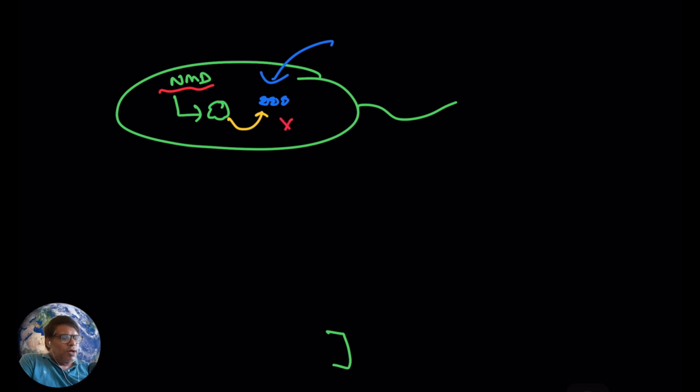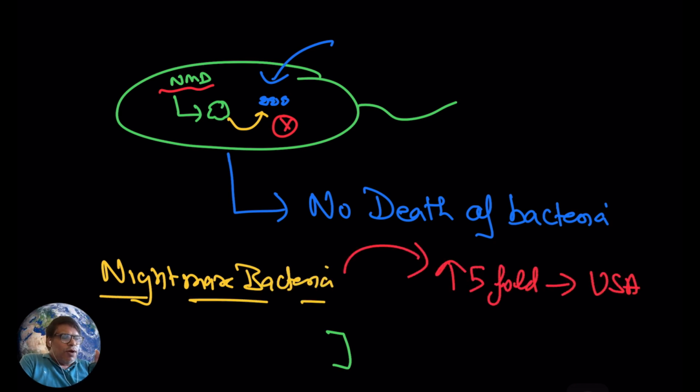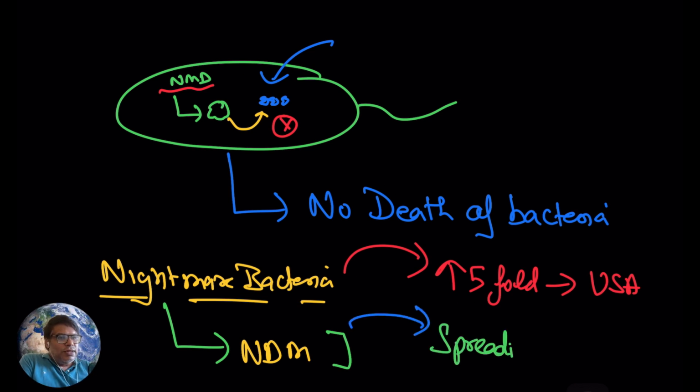Now I have told you that these bacteria are becoming resistant. In that situation, even the last drug is not going to kill the bacteria. So this group of bacteria is going to survive and cause the infection. Hopefully you have also seen the news that in the USA, in the last 5 years, there is a five-fold increase in infection due to nightmare bacteria. These bacteria carry the NDM gene, and this gene is spreading to other bacteria. Try to think: if other bacteria also carry this gene, they will also become drug resistant. This is going to create a difficult situation.